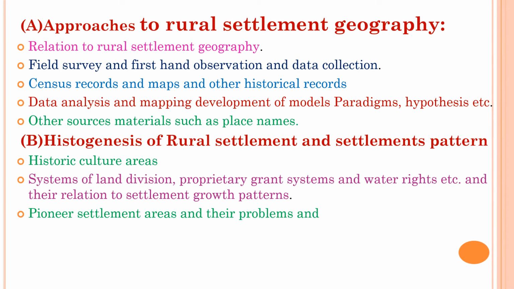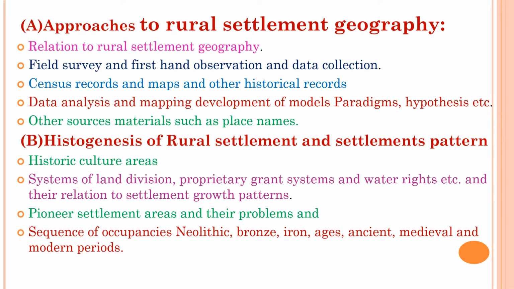Next is pioneer settlement areas and their problems. The differences of pioneer areas and their differences of problems will be studied in the histogenesis of rural settlement and settlement pattern. Then the sequence of occupants: Neolithic period, bronze period, iron period, then ancient period, medieval period, and modern period. Histogenesis of rural development means how rural areas developed from the past to ancient to the modern period.